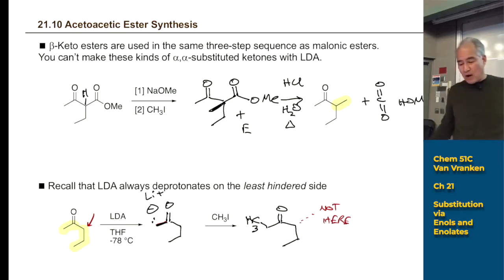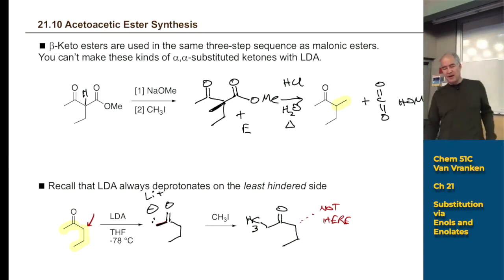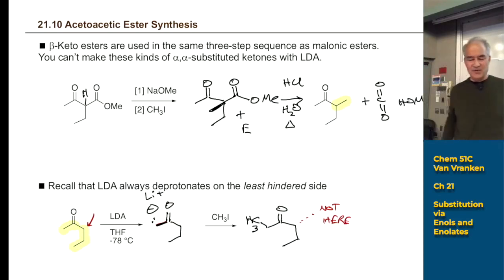So that's maybe one place where this acetoacetic ester synthesis could be valuable for putting a methyl group on the more hindered side. But we have tricks now to avoid using this acetoacetic ester synthesis, because heating things in acid is not super ideal for organic chemistry. Lots of functional groups will fall apart.